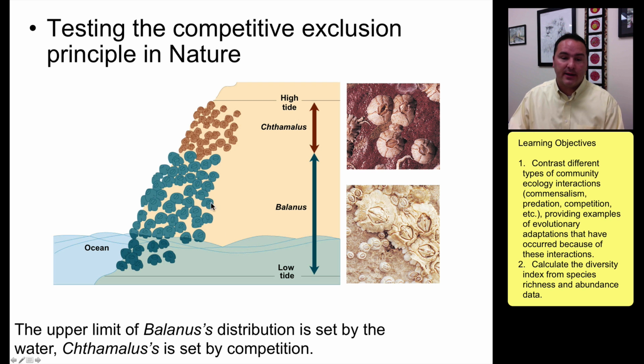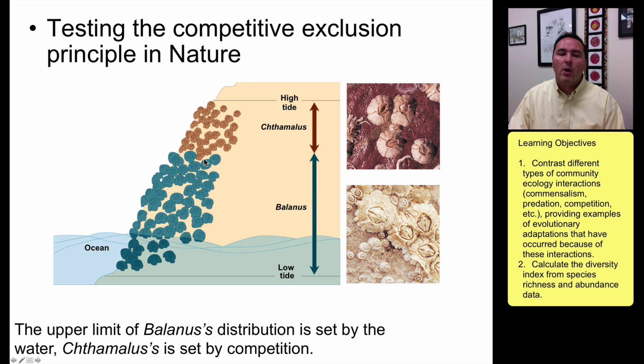This has actually been looked at in nature as well. In this example, these are barnacles that are attached to these rocks. Chthamalus happens to live higher up, going up to high tide, and Balanus lives from low tide up to this certain point, about three-quarters of the way up. But there's this nice little division here.